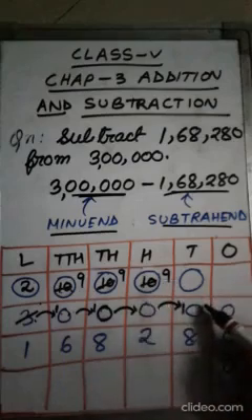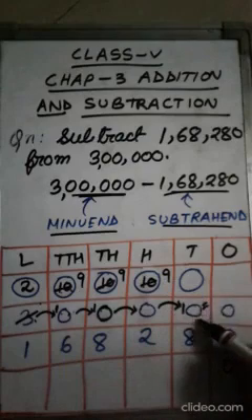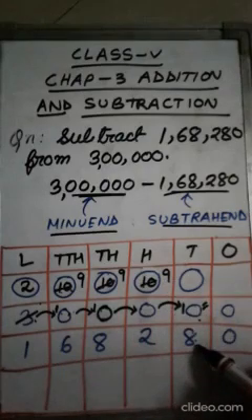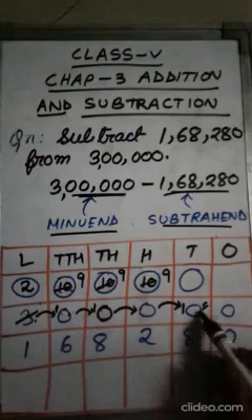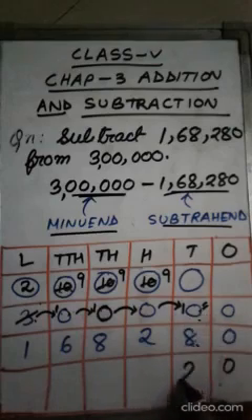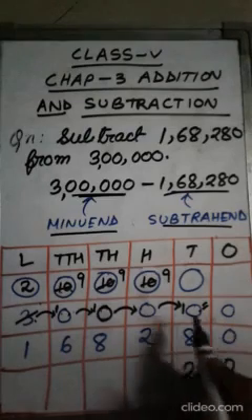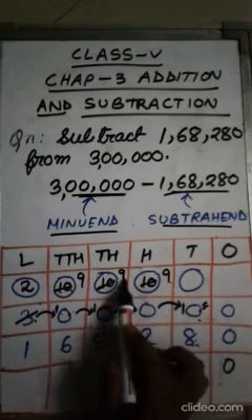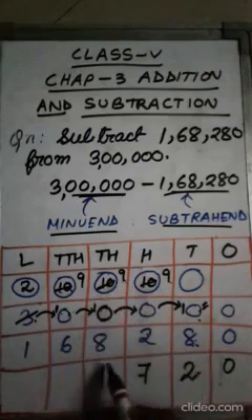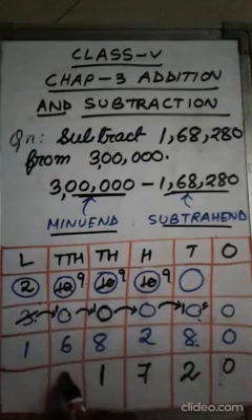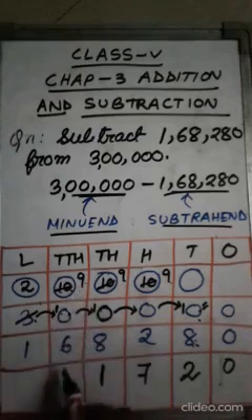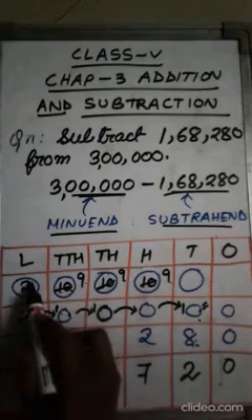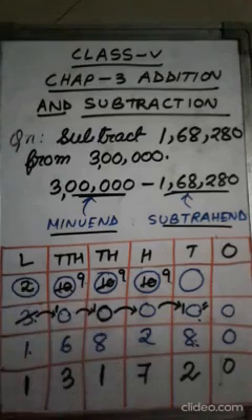Now we see that in tens place it is 10 and the subtrahend is 8. 10 minus 8 is 2. 9 minus 2 is 7. 9 minus 8 is 1. 9 minus 6 is 3, and this 2 minus 1 is 1.